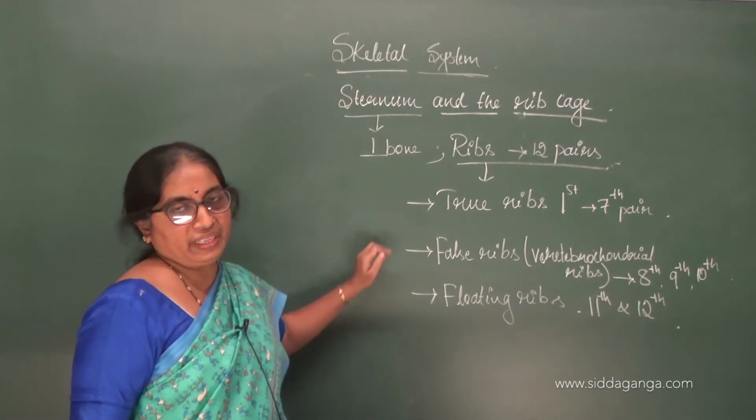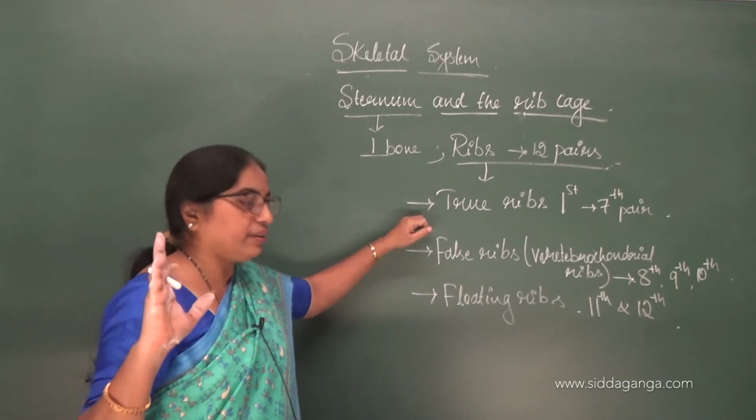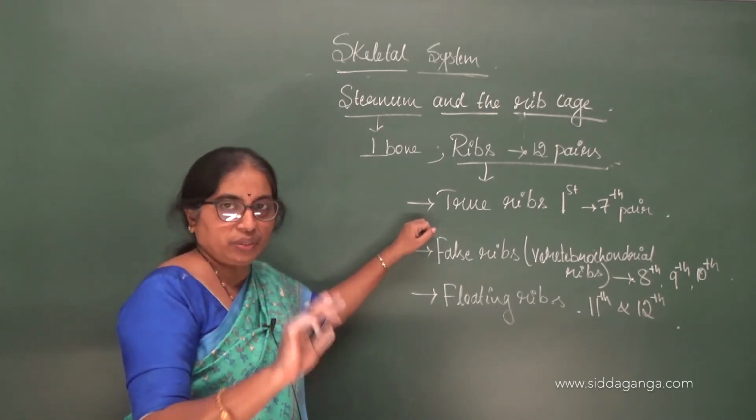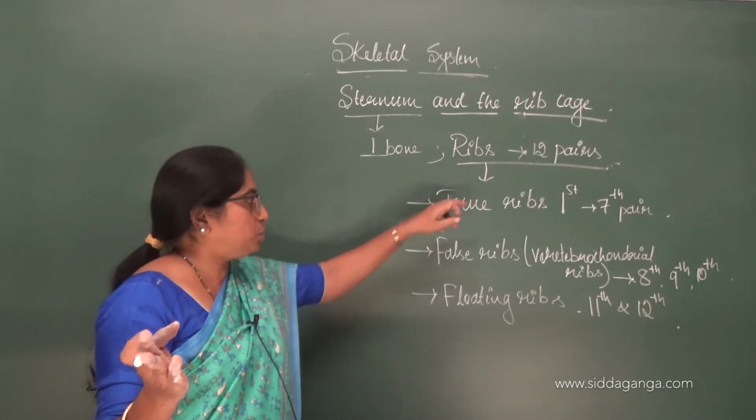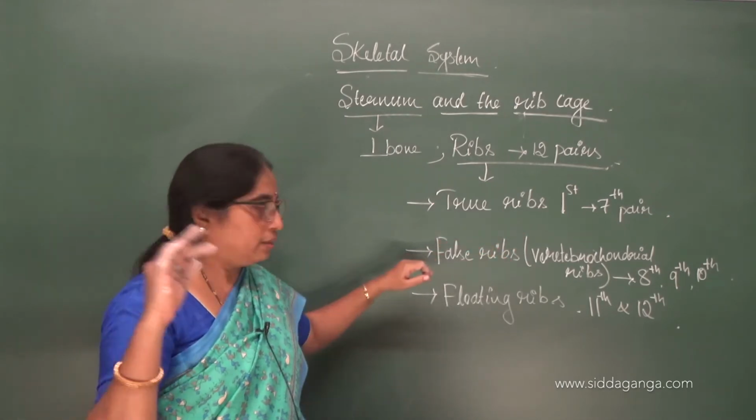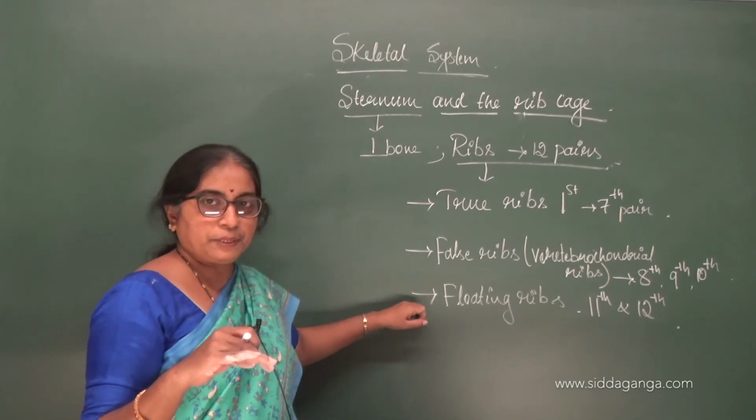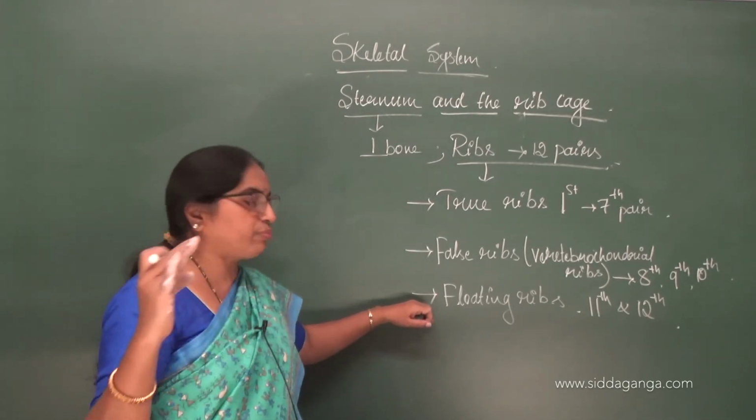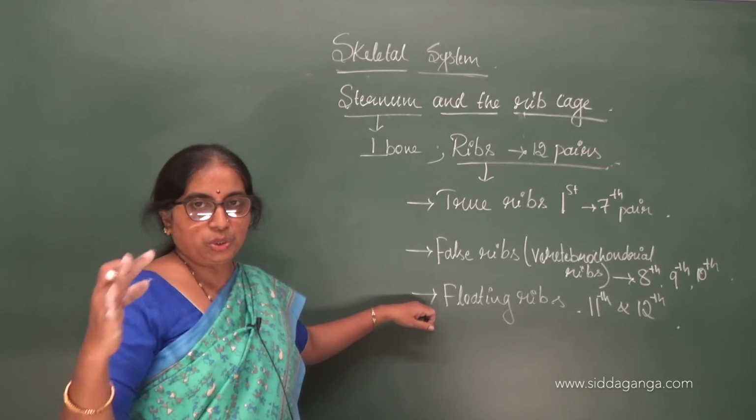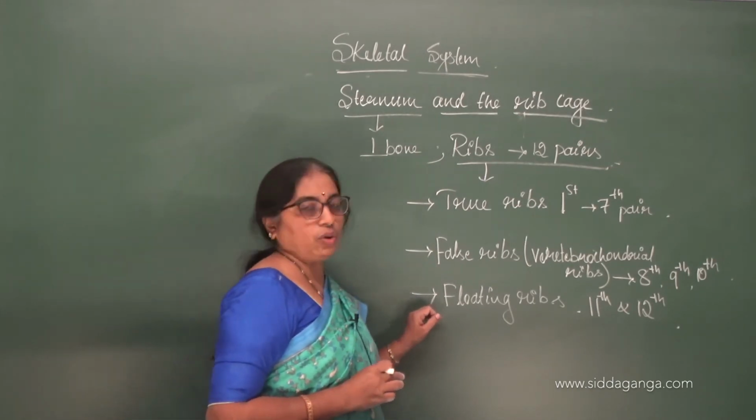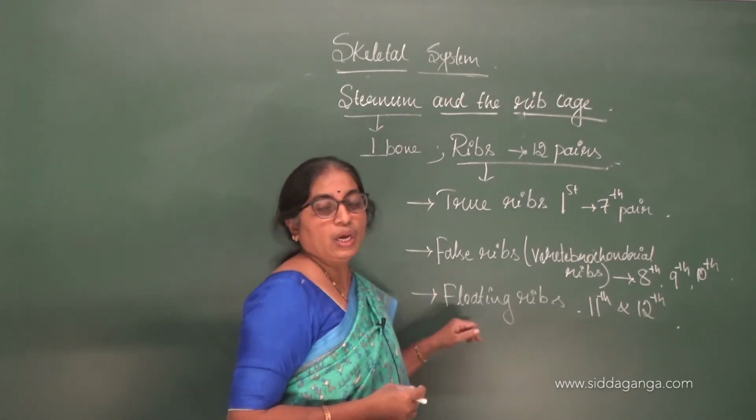What is the difference between these? The true ribs are those ribs which are attached ventrally to the sternum and dorsally to the vertebral column. False ribs, ventrally they are attached to the 7th pair of rib and dorsally they are attached to the vertebral column. Floating ribs, they hang down from the vertebral column, they never move towards the ventral part.